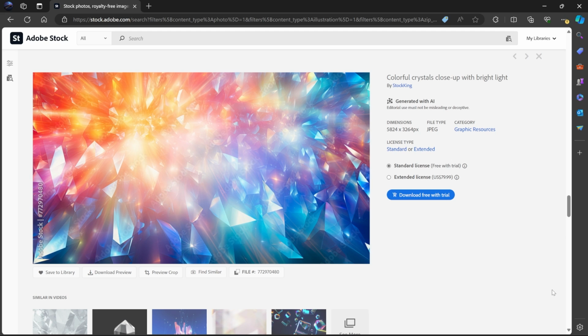Colorful crystals close up with bright light. I think here they could have added a few of the colors represented: red, orange, blue. I would even add abstract background. So to me, this is just not descriptive enough to grab customers' attention, to bring them into this image. This one could have used explosive, glass shards. These appear to be glass. So this one is just simply not distinctive enough, not descriptive enough to attract customers. I would say don't do this.